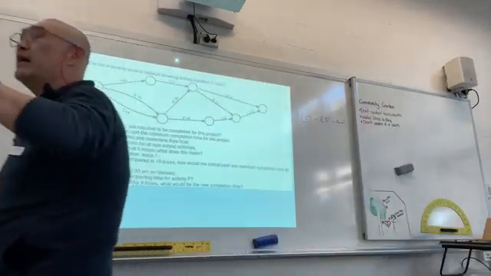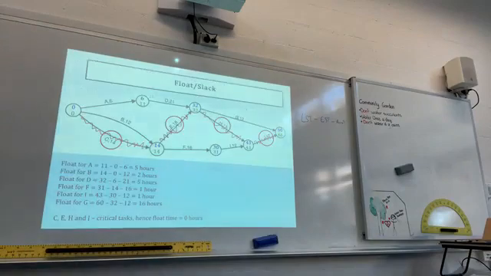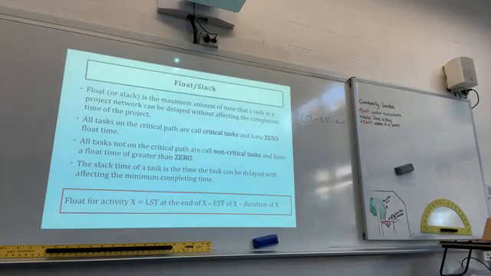It's a project that can be delayed before it affects the minimum time. The word slack here is a maximum amount of time. Remember the definition. Always remember the definition. It's a maximum amount of time a task in a project network can be delayed without affecting the completion time of the project. You need to know that. That's important. I've seen a question like this asked before.